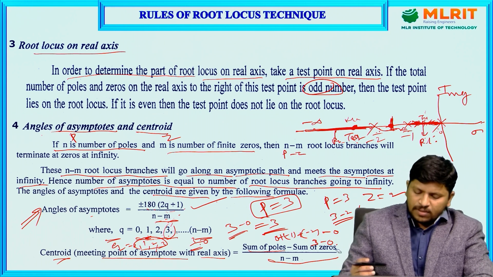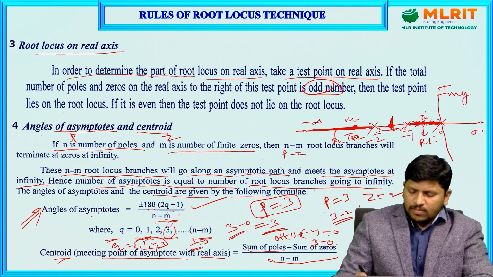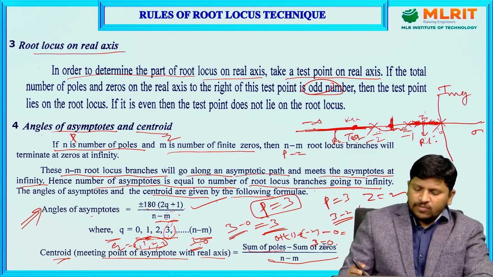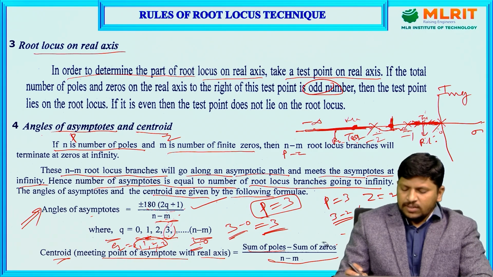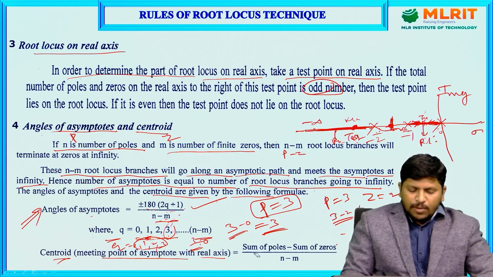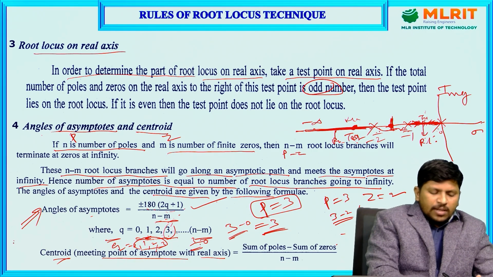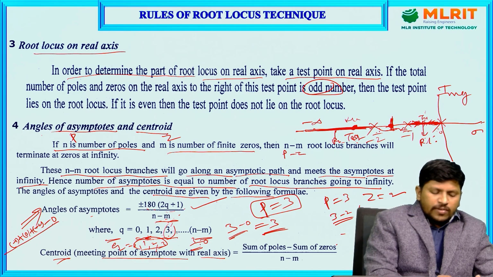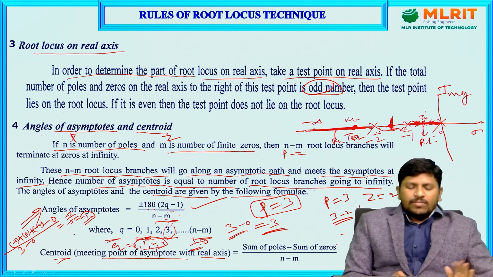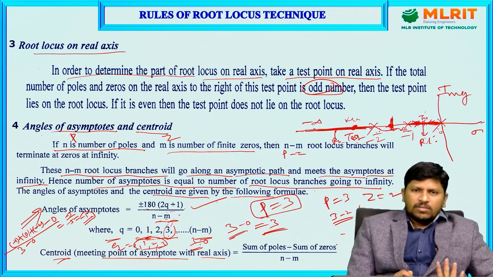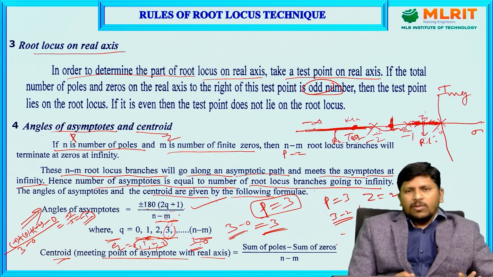See here, I am going to write it again: sum of the poles. How many poles? Minus 1, one pole; 0, one pole; minus 2, one pole; minus the sum of the zeros, which is 0, divided by the number of poles, 3, minus the number of zeros, 0. So minus 3 divided by 3 is minus 1. Minus 1 is our centroid. Here 3 poles are available, and zeros are not available in that condition.